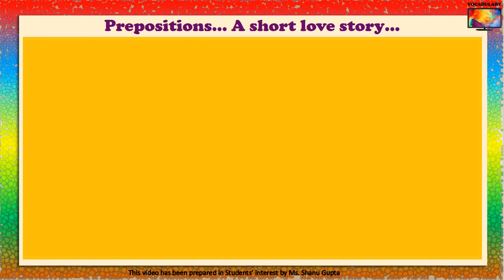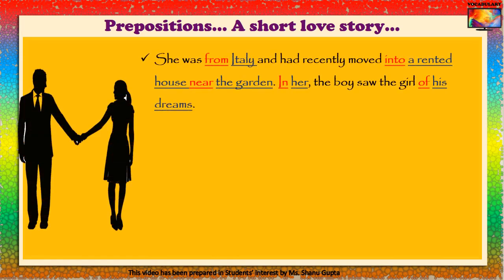In any piece of writing, you can encounter hundreds of prepositions. So here is a short story illustrating this point. The prepositions are underlined and highlighted in red. She was from Italy and had recently moved into a rented house near the garden. In her, the boy saw the girl of his dreams. The words from, into, near, in and of are prepositions here. They are introducing nouns and noun equivalents.